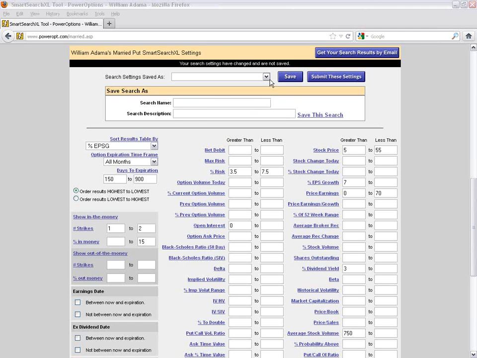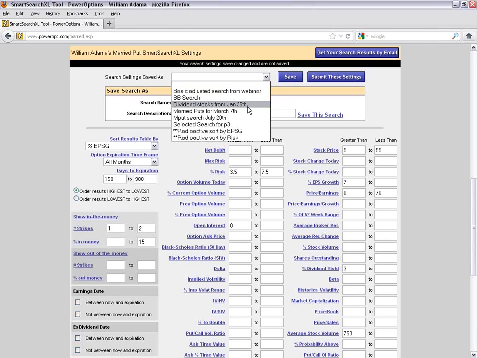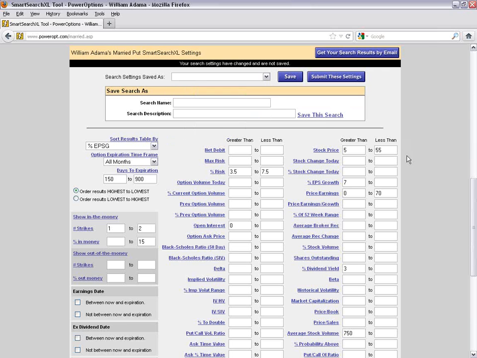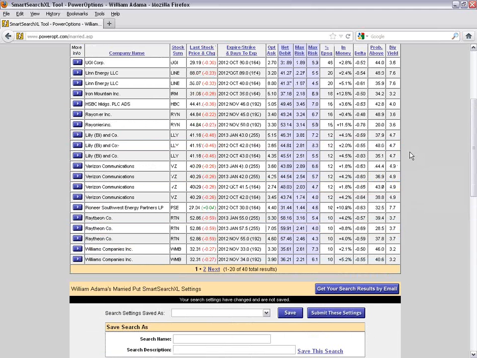This is our webinar account. In my own personal Power Options account, I have similar things set up, meaning that I have the 2 radioactive defaults. I have a married put screen that I use kind of with Bollinger Bands, maybe looking for a breakout. Dividend paying stocks, I'll have a specific search for that because it's a little bit different criteria. And then just my base married put search with my price criteria, maybe using that combination of IBD 50 and the S&P 5-star stocks or other fundamentals. So you can have as many searches as you want really saved here.